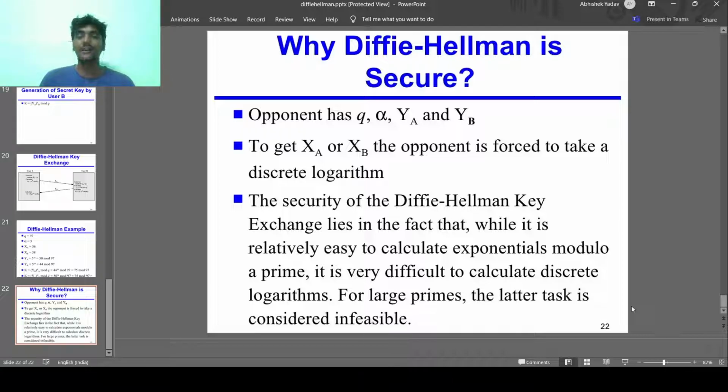The security of a Diffie-Hellman key exchange lies in the fact that while it is relatively easy to calculate exponentials modulo a prime, it is very difficult to calculate discrete logarithms. For large primes, the latter task is considered infeasible. So adding discrete logarithms makes it infeasible to calculate XA or XB, even given the parameters that are shared by every node in the system.